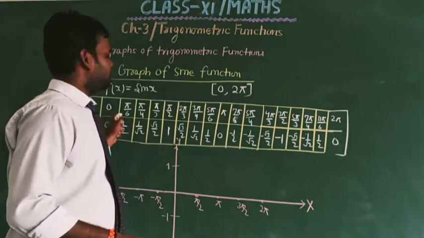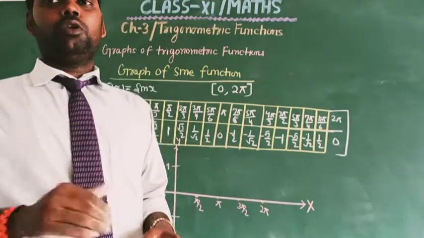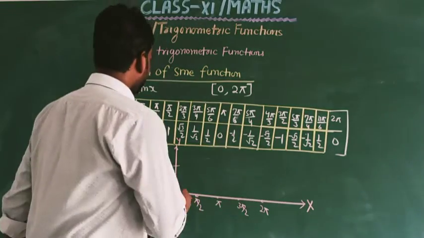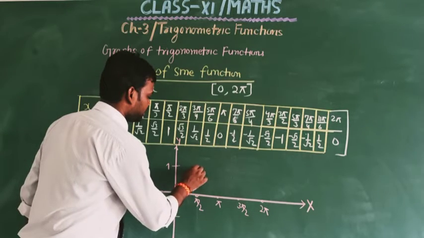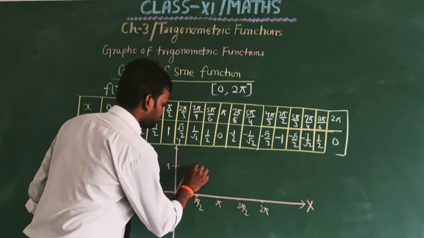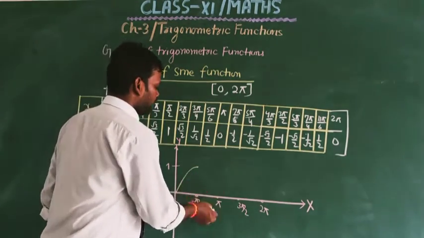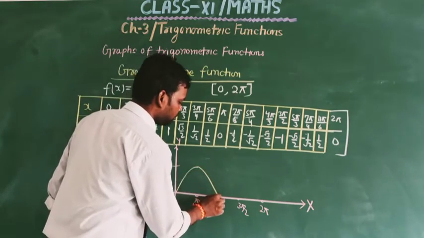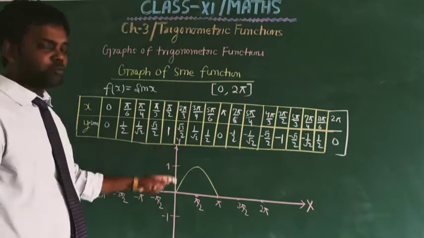As we also know, the value of the sine function in the first quadrant increases from 0 to 1 and decreases from 1 to 0. So it first increases from 0 to 1. At pi by 2 the maximum value is 1. In the second quadrant it decreases from 1 to 0.